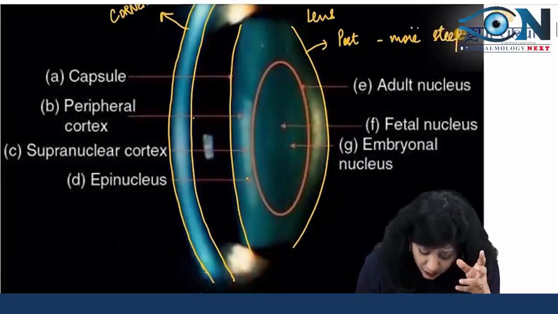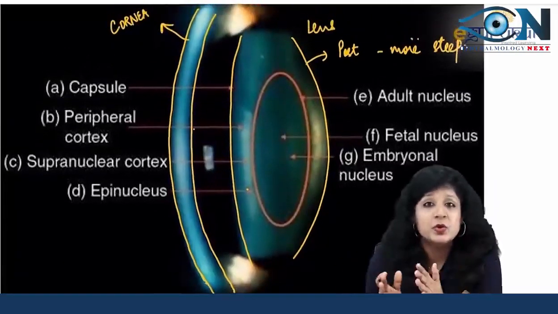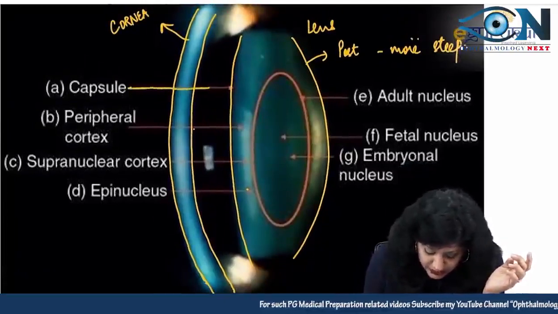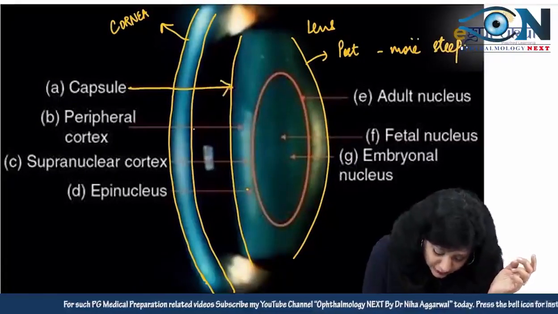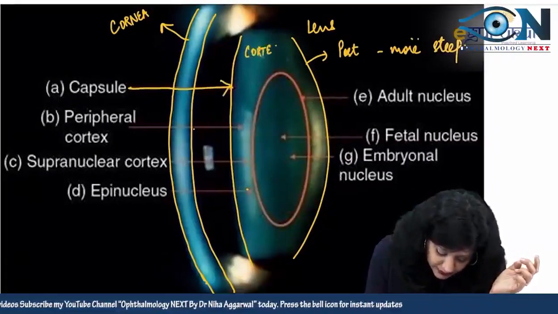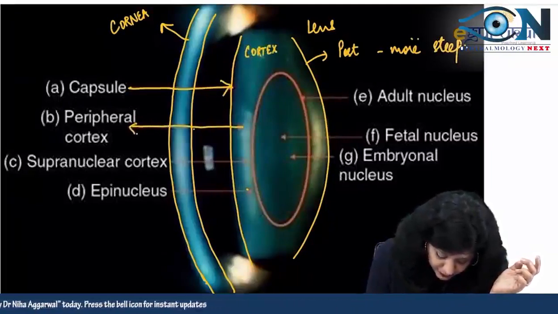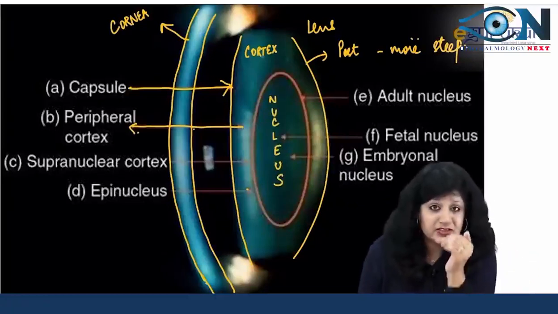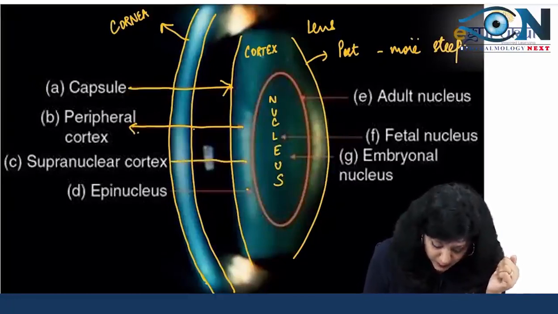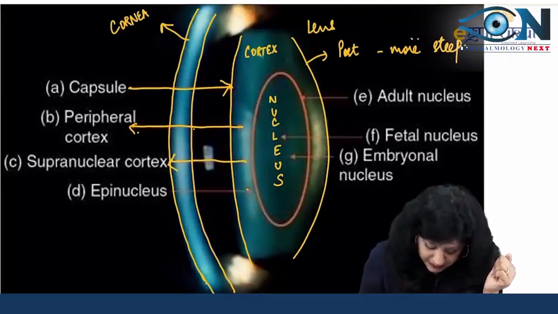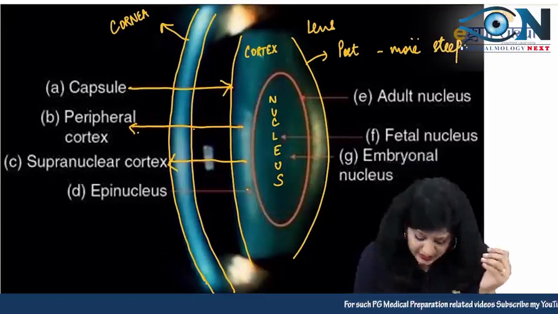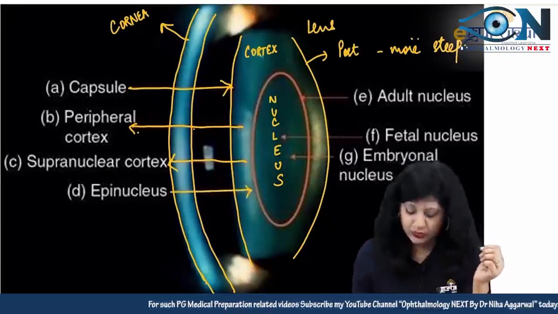Okay. Now when you start reading the picture of the lens, this is the outermost area, so this will be your capsule, and inside you have the cortex. So this will be your cortical area, right? This is your peripheral cortex. Then this area is your nucleus. Now the area just above the nucleus will be called the supranuclear cortex, and the area between the supranuclear cortex and the nucleus they have called the epinucleus. So that is not a problem.